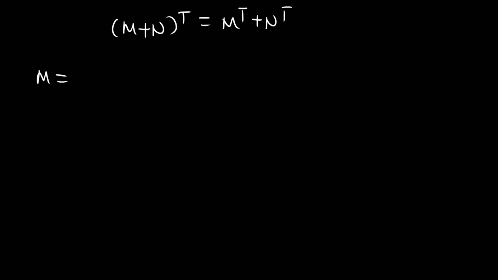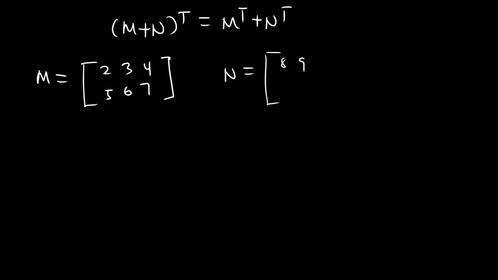So I have this matrix M here, which is equal to 2, 3, 4, 5, 6, 7. Okay, and then I have matrix N, which is equal to 8, 9, 10, 11, 12, and then 13. Okay, so let's find M plus N.